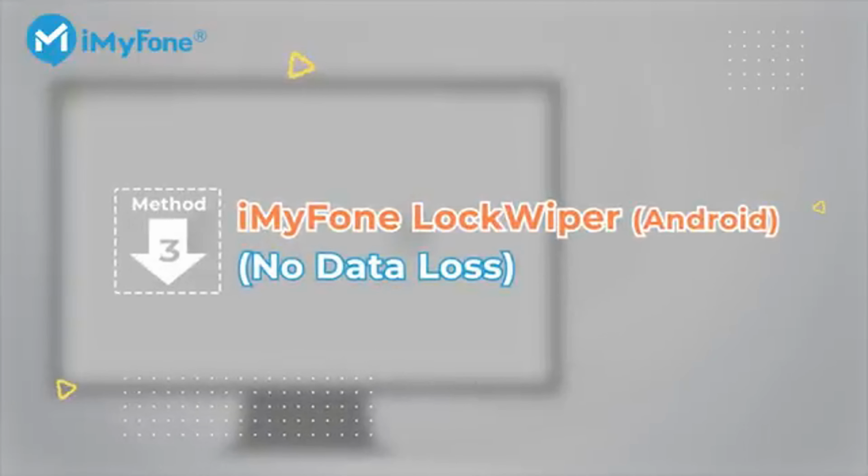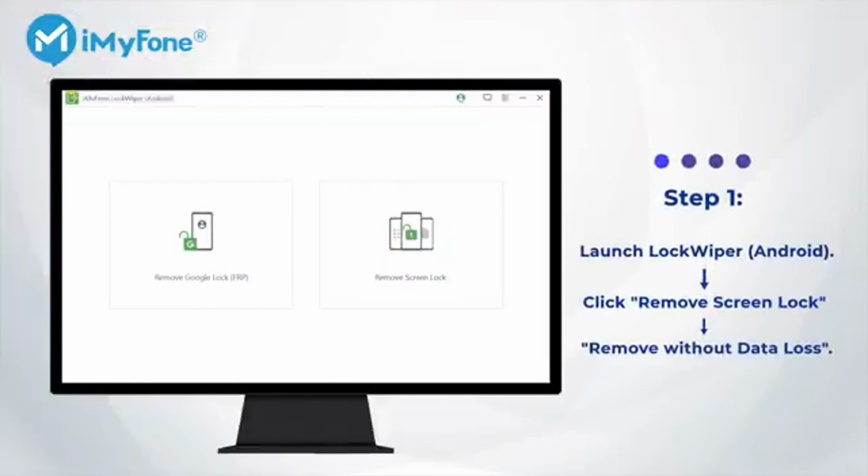Method 3. Bypass Android lock screen via iMyFone LockWiper Android. Step 1. Free download LockWiper from the description below and open it. Click Remove Screen Lock. Remove without data loss.